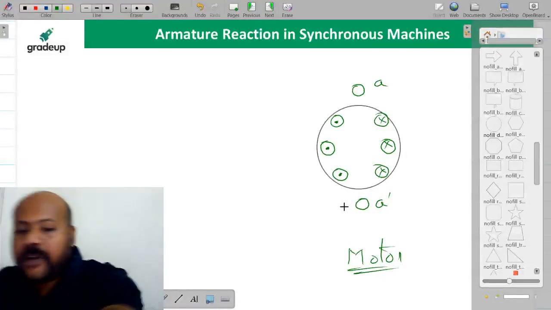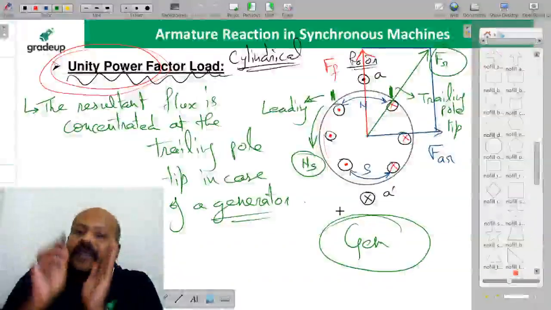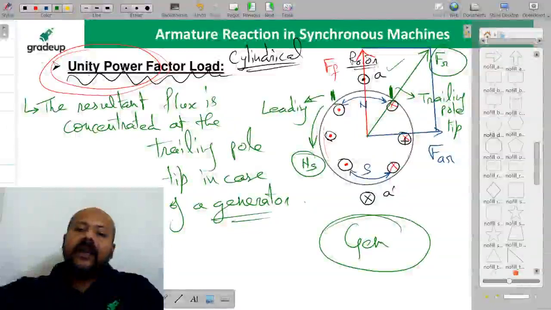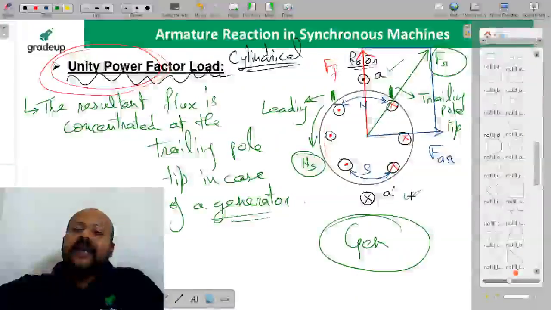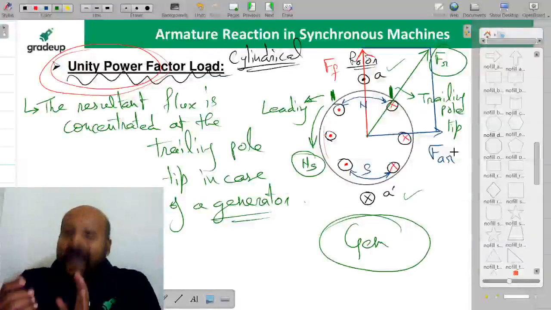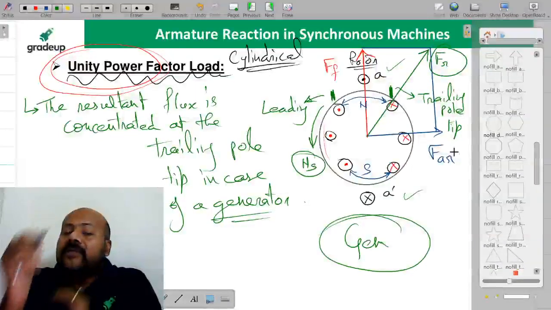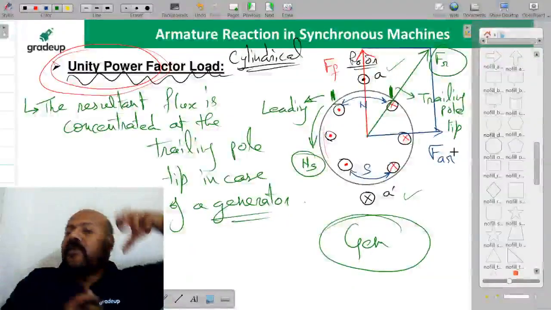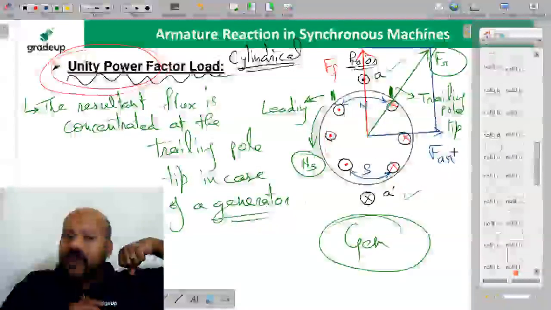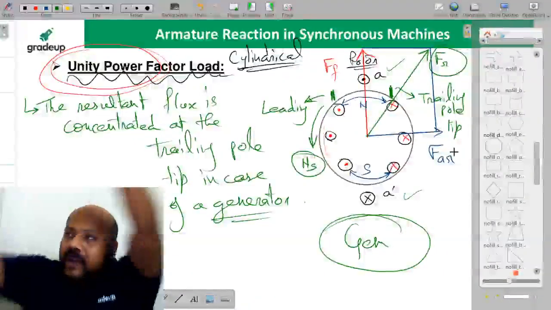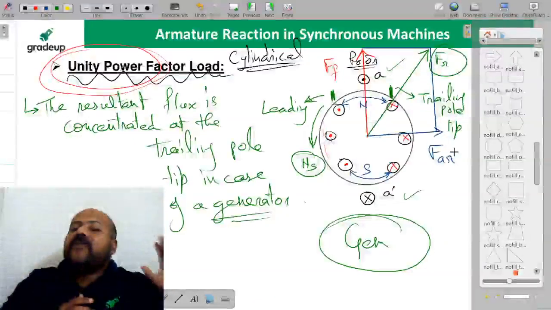If you go to the previous slide, in the case of the generator, I am taking dot for the A coil and for the A dash side, I am taking the cross. If I have to reverse this case for a motor, I have to reverse the direction of current, and this current is going to be taken from a supply. Are you getting this idea? For a generator it is supplying current, for a motor it is absorbing current from the supply.